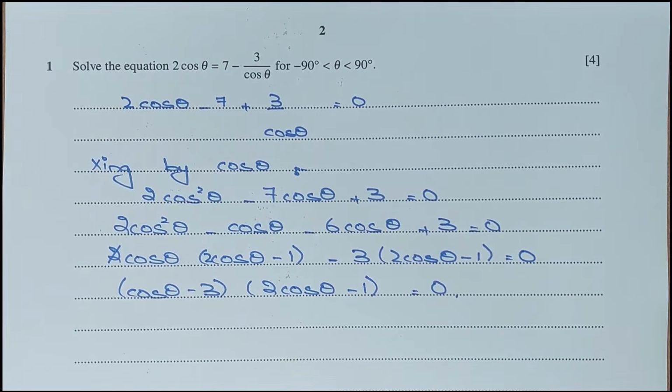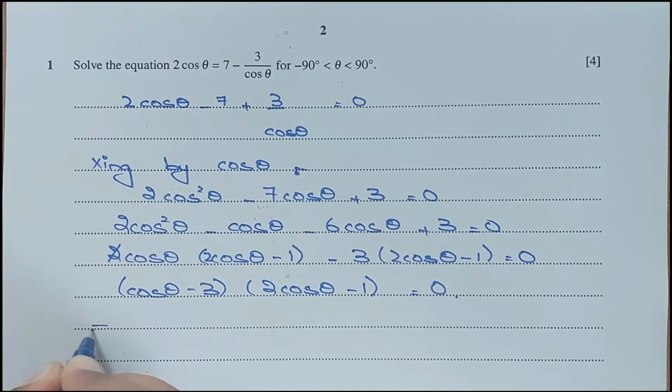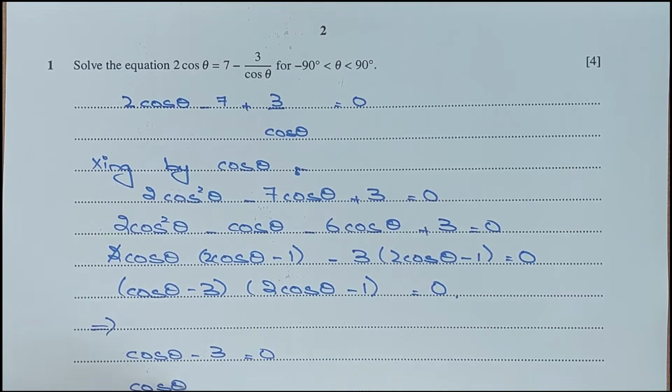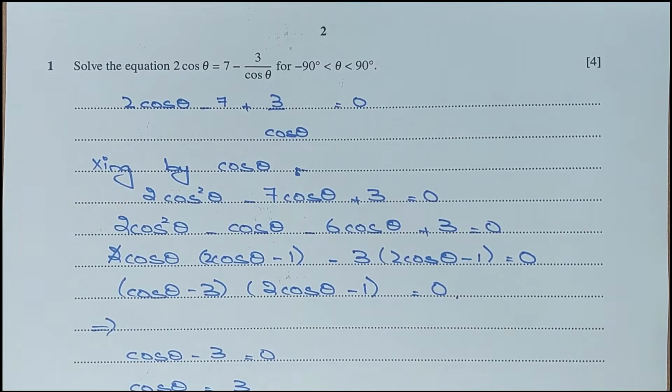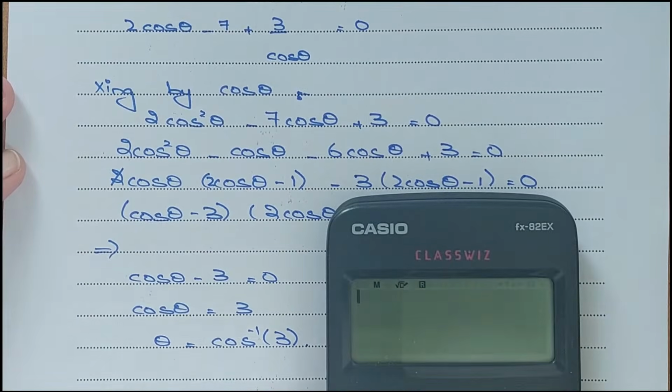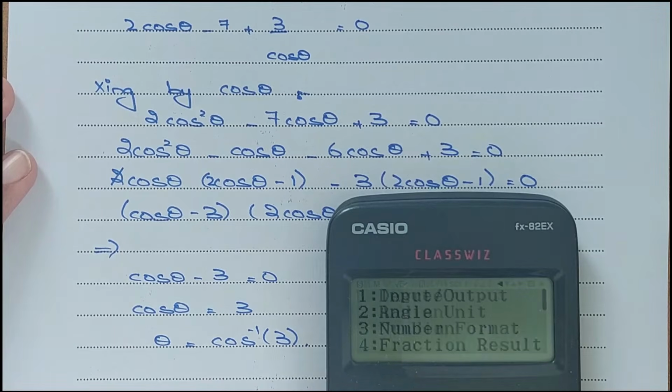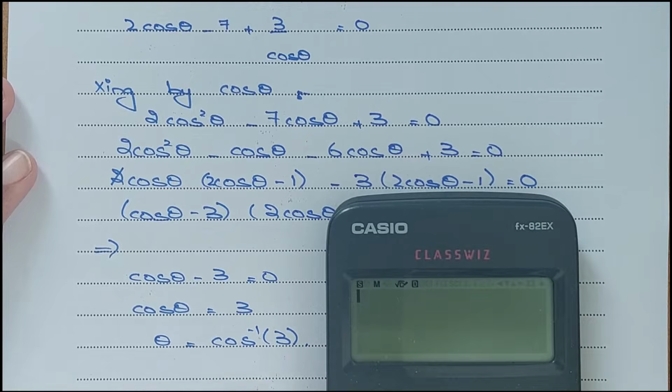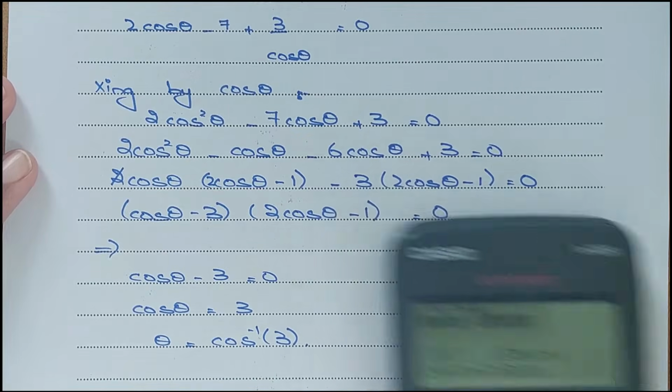Now let me put both factors separately equal to 0 to get the value of theta. From cos theta minus 3 equals 0, cos theta equals 3, and theta is cos inverse of 3, which is undefined. Let me check on the calculator as well, because cos values are between minus 1 and plus 1. It is in degrees, because the domain is in degrees. Let me convert my calculator into degrees first. Cos inverse of 3 is undefined.